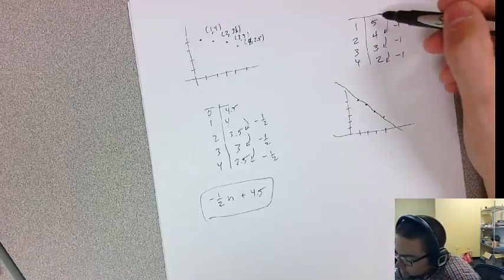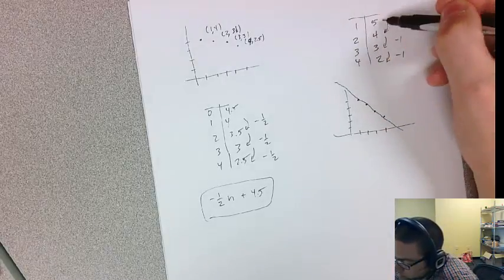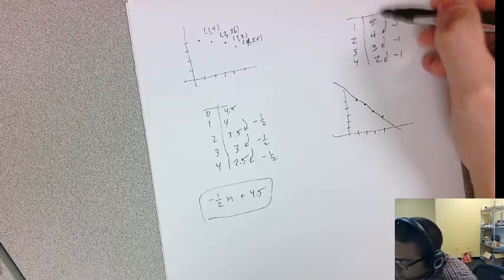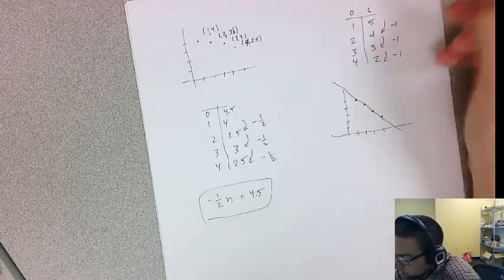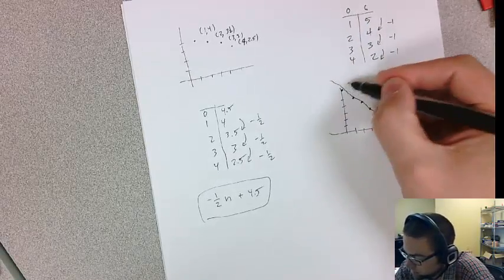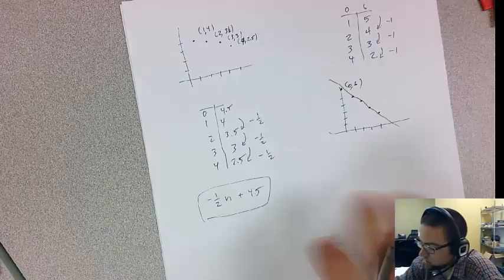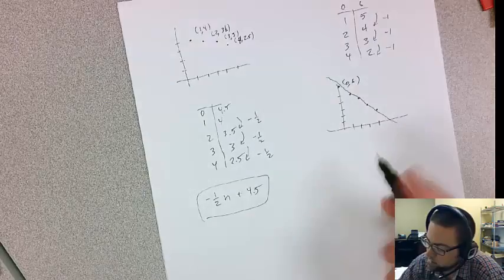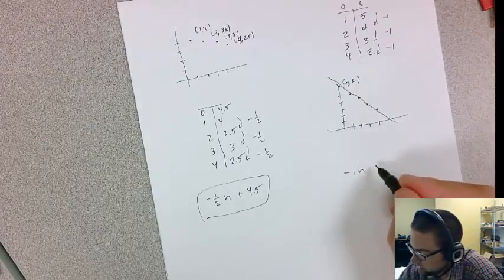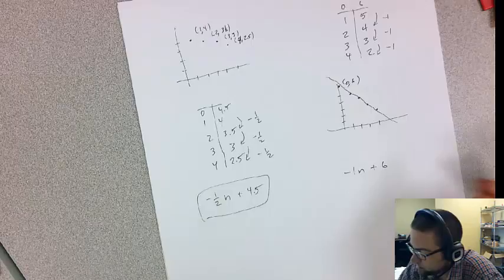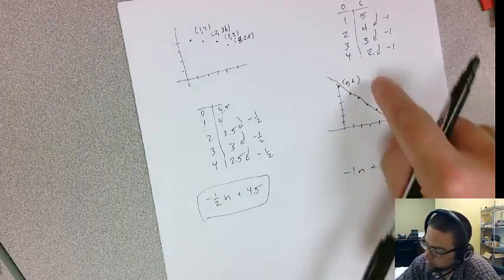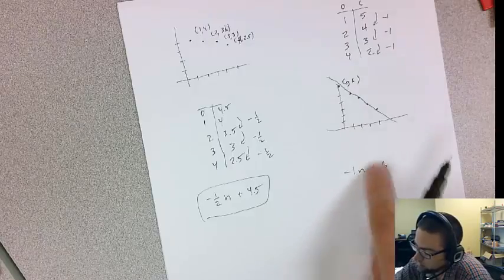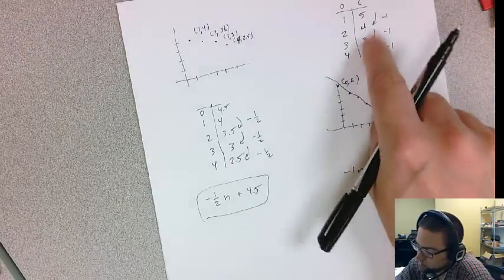If I want to find my 0 point, my initial condition, I need to go back. So instead of subtracting 1, I'm adding 1 each time. So I go to 0, 6 would be my initial condition. Now I can make my symbolic representation. The multiplier is negative 1, so negative 1 times n, and my initial condition is 6. I can check those values. Let's check 3, for example. Negative 1 times 3 is negative 3. Negative 3 plus 6 would be 3. So it checks out.